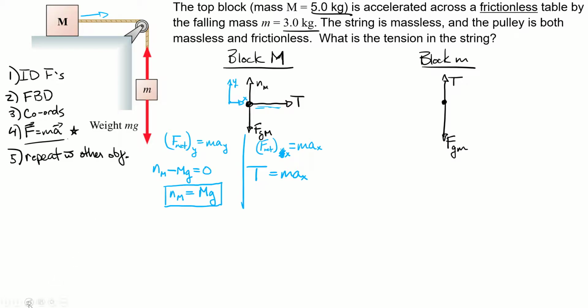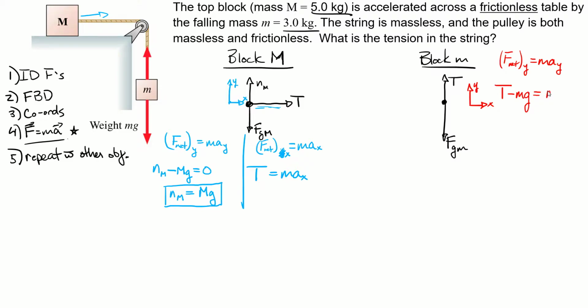So what do we do? We're going to go over here and do the same thing for this block. We're going to pick a coordinate system. It's essentially a one-dimensional problem here. So we have F net y is equal to mass times acceleration y if we're looking in the y direction. If we look at all the forces, we have tension in the positive direction. We have negative lowercase m g, the gravity, in the downwards direction.